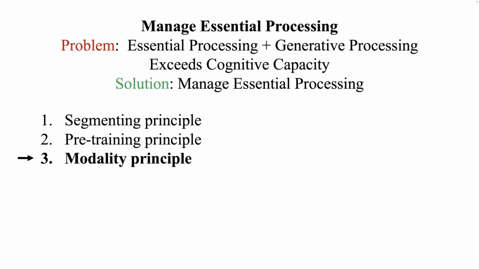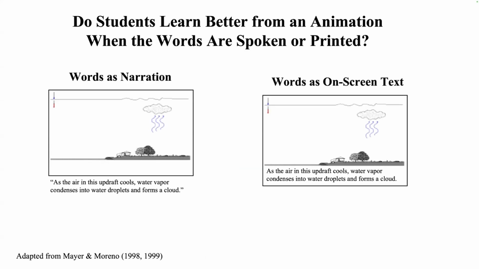And lastly, the modality principle, the most studied and somewhat most controversial. People learn better when the words are spoken, such as on the left, rather than when they are printed on the screen, such as on the right.